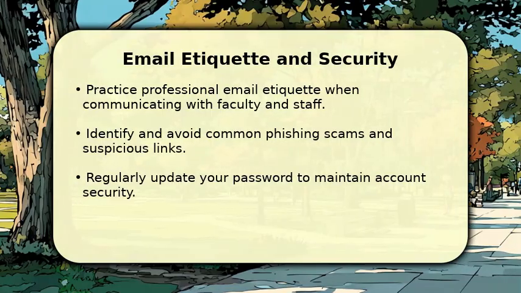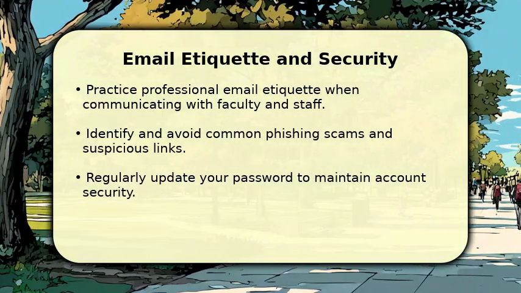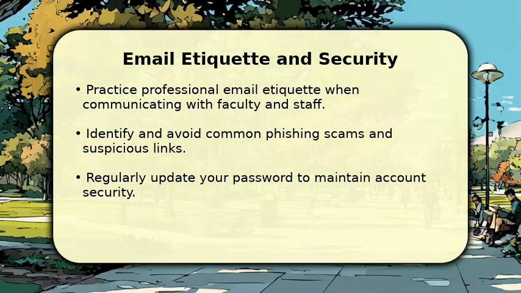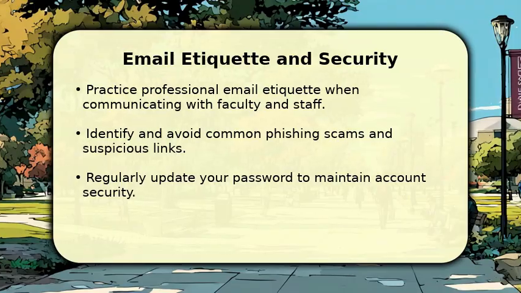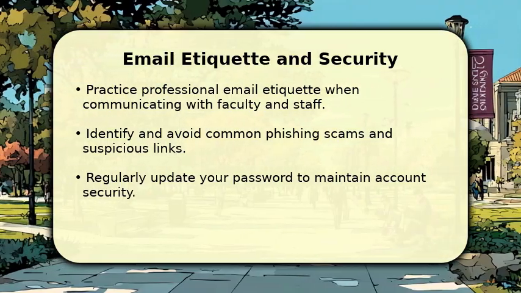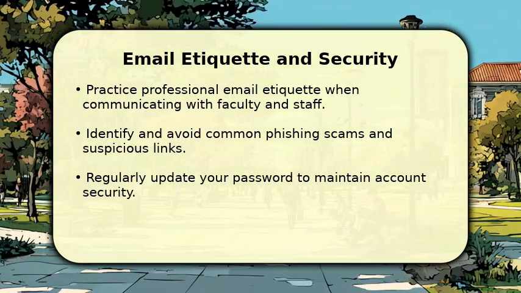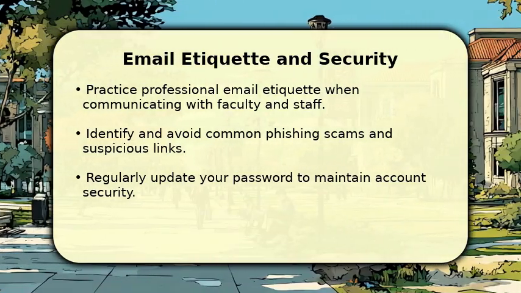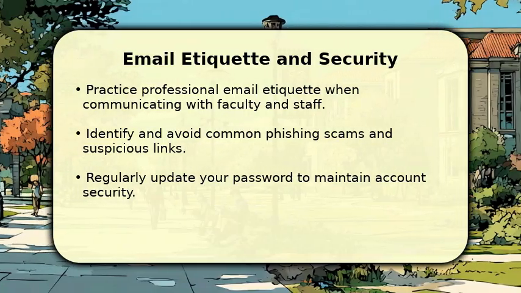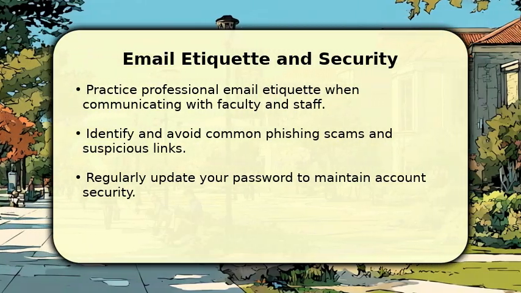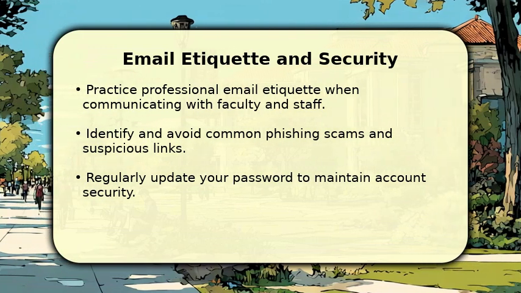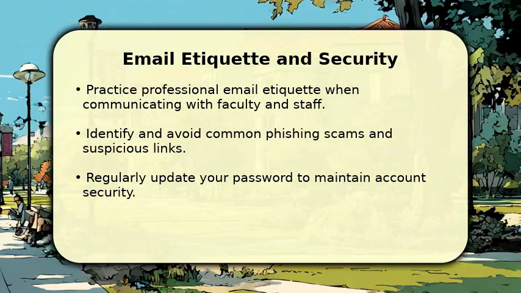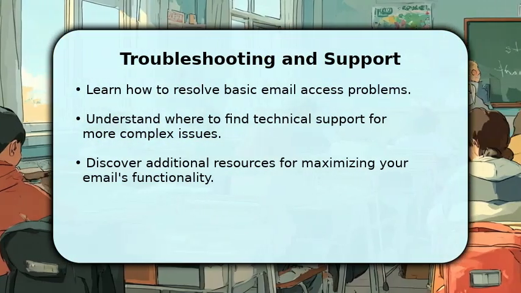Professionalism is key when communicating via school email. Always use a clear subject line, address recipients respectfully, and write in complete sentences, especially when contacting professors or administrators. Be extremely cautious of any emails asking for personal information or containing suspicious links, as these could be phishing attempts. Furthermore, protect your account by choosing a strong, unique password and updating it at least every 3 or 4 months to prevent unauthorized access. If you encounter any issues, don't worry.